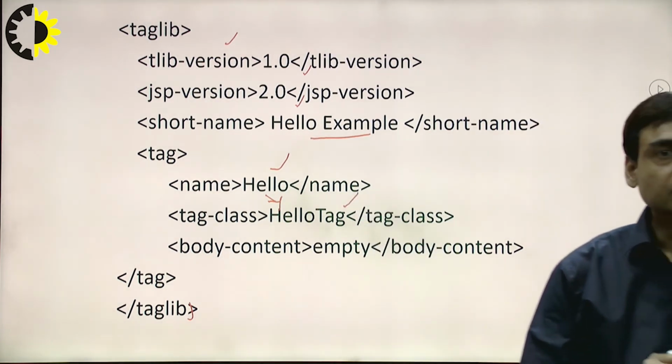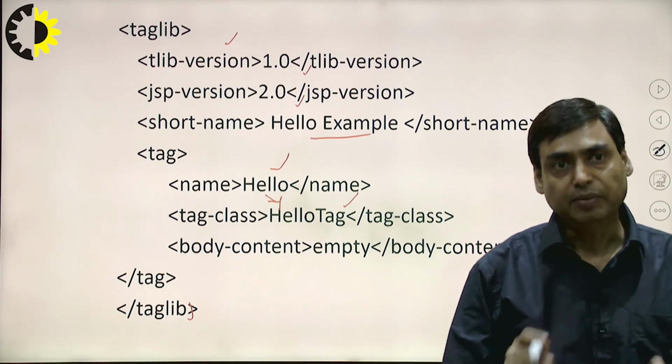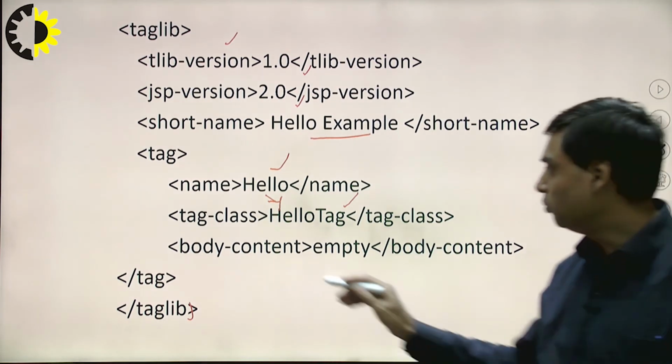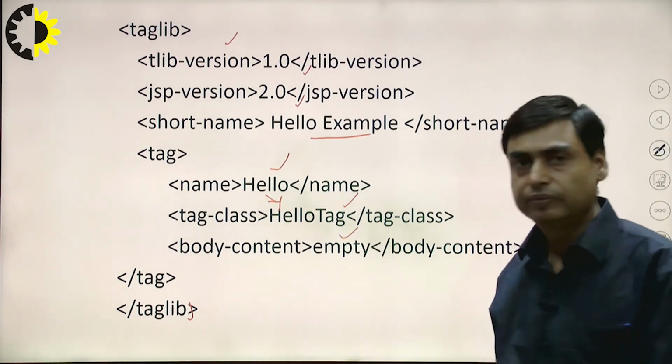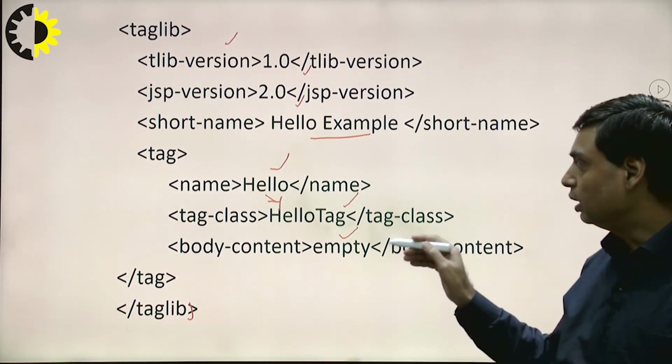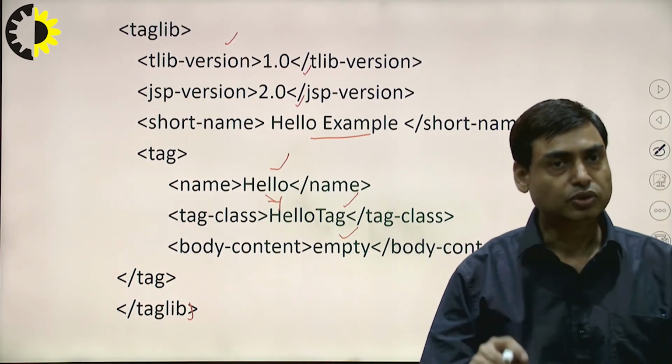Then this HelloTag is an empty tag. There is no body for this tag, so we are putting body-content equal to empty. So this is how we are defining the tag library. We have defined the tag handler. We have completed two steps.